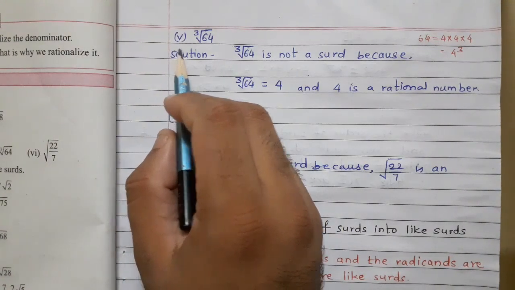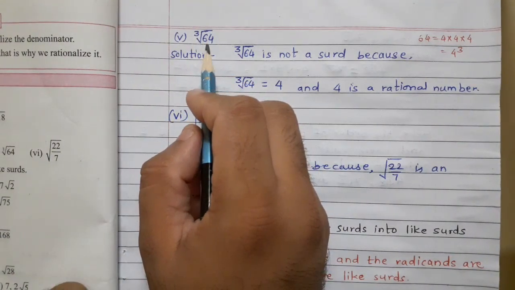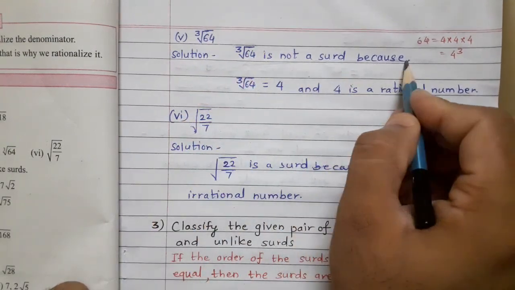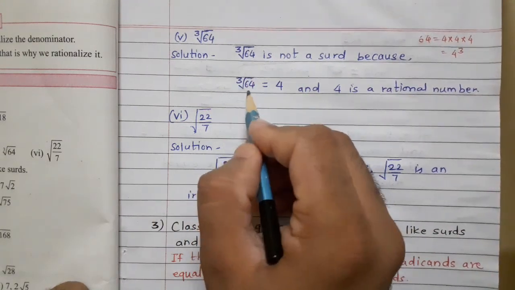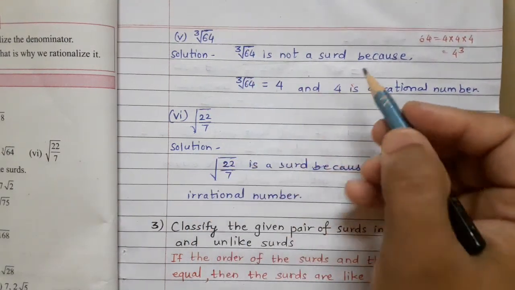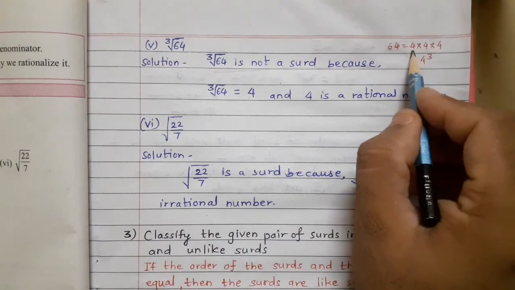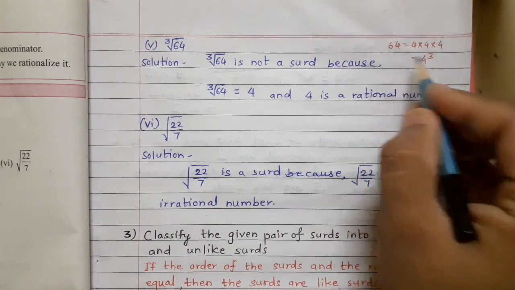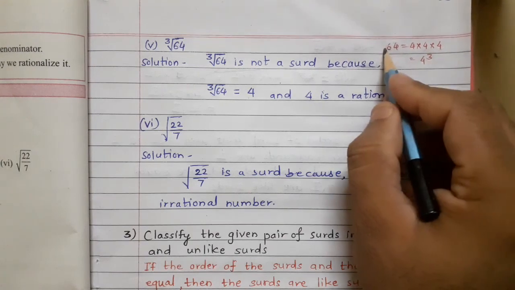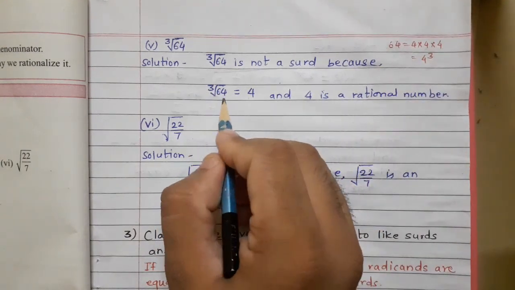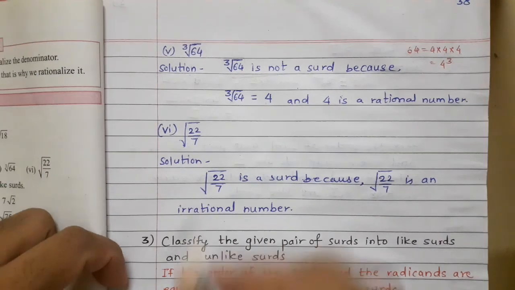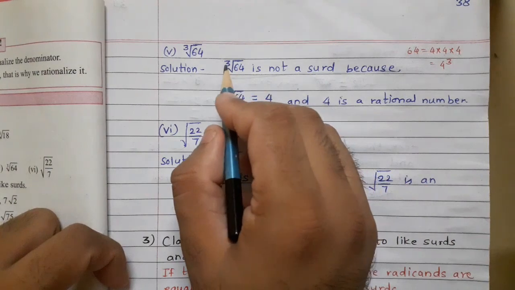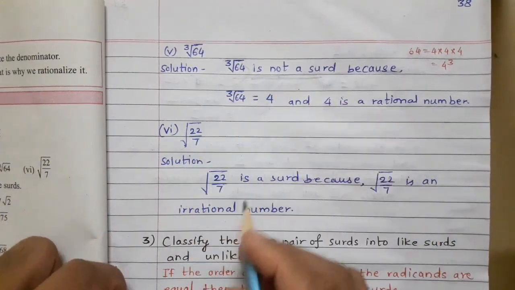Sub question 5th, cube root of 64. So cube root of 64 is not a surd, because cube root of 64 is 4. See, 4 multiplied by 4 multiplied by 4 is 64. Cube of 4 is 64. So cube root of 64 is 4, and 4 is a rational number. So the cube root of 64 is not a surd.